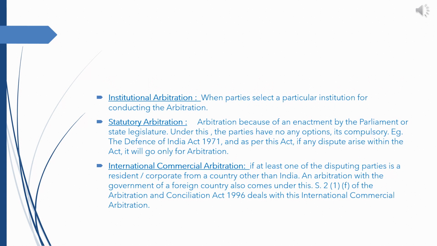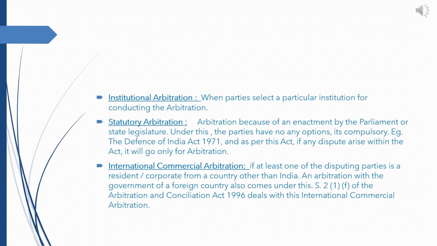So now comes institutional arbitration. This is just the opposite of ad hoc arbitration. In ad hoc arbitration, the parties do not select any particular institution. But in institutional arbitration, the parties choose a particular institution for conducting the arbitration, like the International Chamber of Commerce, London Court of International Arbitration, or Permanent Court of Arbitration. If the parties select any of these institutions, we can say that the arbitration is an institutional one.